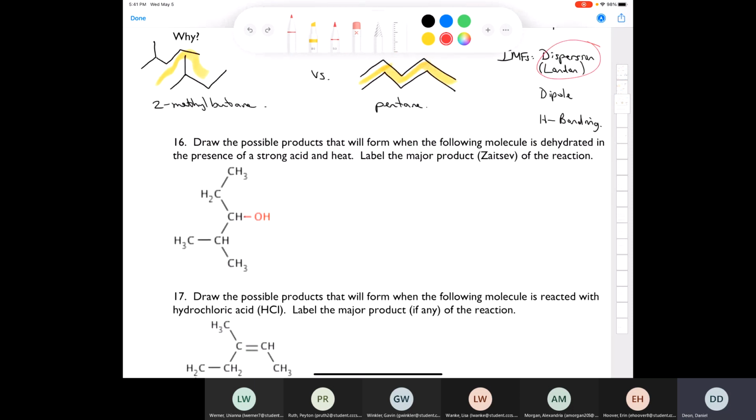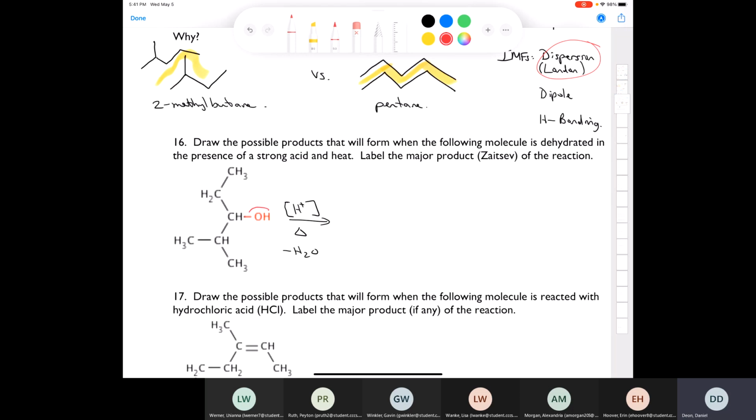Question 16, draw the possible products that form when the following molecule is dehydrated in the presence of a strong acid and heat. Label the major product, the Zaitsev product. So you know that when we do an elimination of water by taking a secondary alcohol like this, it says a strong acid and heat. So we'll just put H+, concentrated strong acid, and we'll put the triangle, which represents delta or heat. Well, what we're removing is we're going to end up losing H2O. Where's that water going to come from?